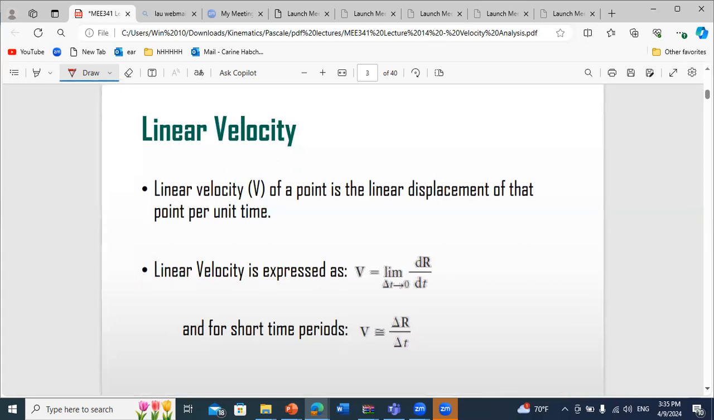Now, to remind you of some concepts related to velocity, first, linear velocity of a point is the linear displacement of that point per unit time. And we can say that the linear velocity is just the limit when delta t tends to 0 of dr by dt, where r represents the position vector of the particle. And you already know from dynamics that you have instantaneous velocity and you also have average velocity, where average velocity will represent the displacement vector delta r over delta t.